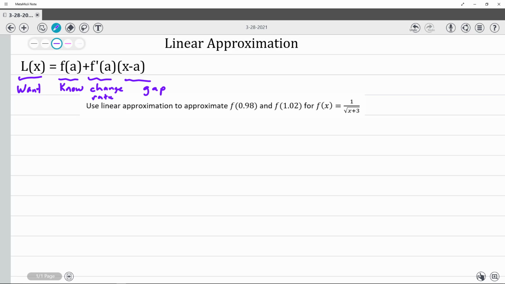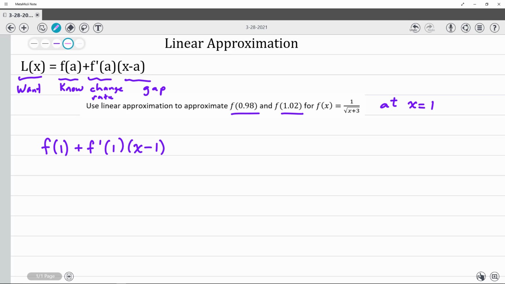So if we have a problem like this, it says use linear approximation to approximate these two values using this function. Well, I can see by looking at my formula that f of a would just be, and I'm going to do this here at x equals 1, f of 1. And so to be able to do this approximation, I would do f of 1 plus f prime of 1 and then some value x minus 1.